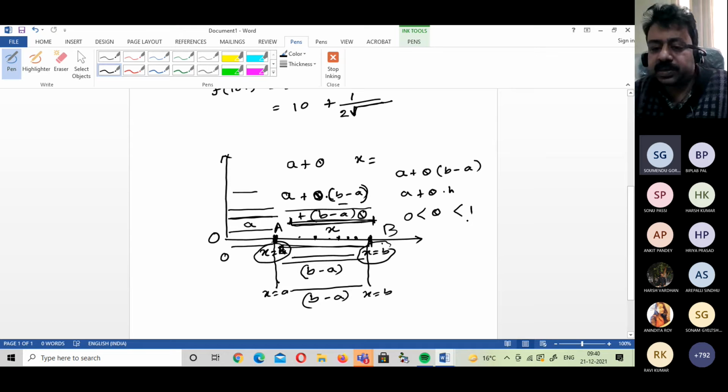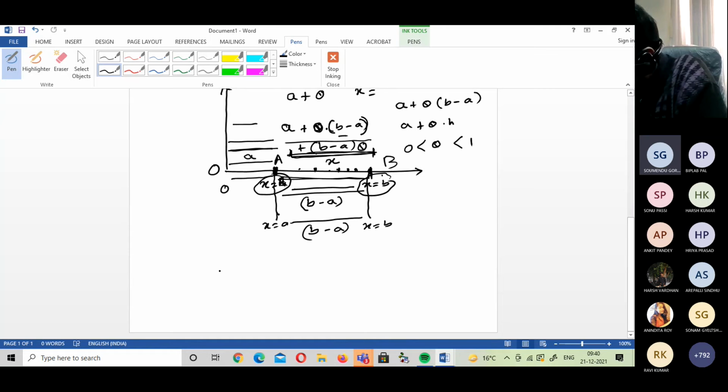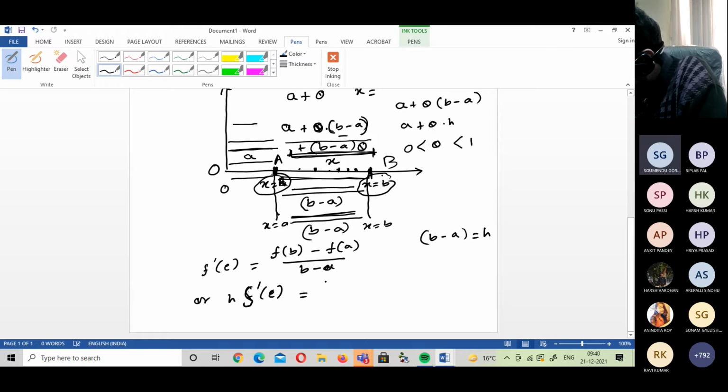Then you have to apply the concept of Lagrange's mean value theorem. Lagrange's mean value theorem tells that f dash c, where c is an intermediate point, equals f b minus f of a by b minus a. Now you have assumed that b minus a is equal to h. So you can easily write that h into f dash c will be f b minus f of a.